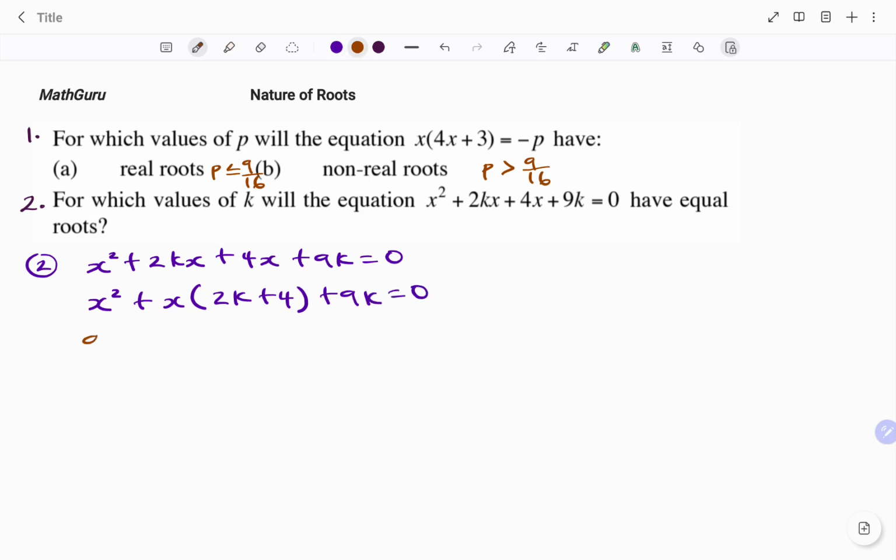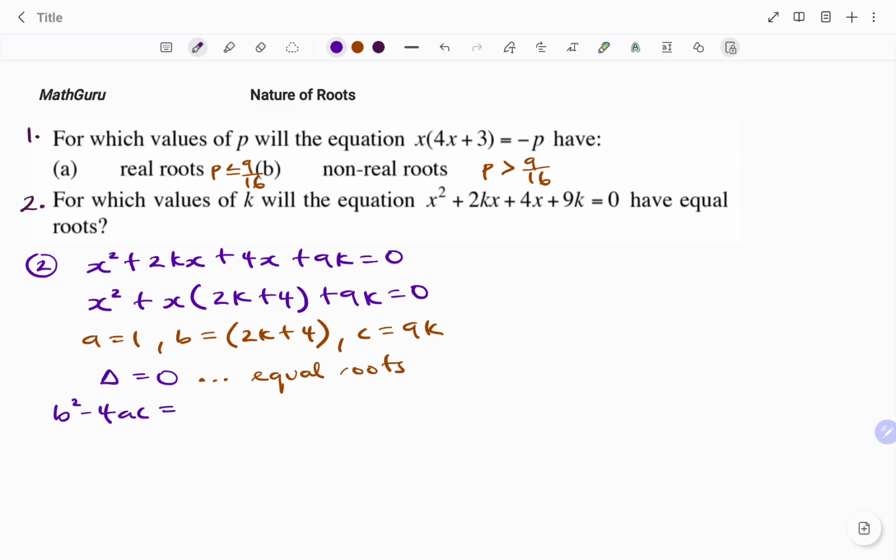This way, I'm able to find the coefficient of x squared, which is the value of a, that's 1. The coefficient of x, which is the value of b, will now be my 2k. It's an expression, so I put that in a bracket, 2k plus 4. And my constant term will be 9k. So the question says, for which values of k will the equation have equal roots? For me to have equal roots, I need my delta to be equal to 0. Therefore, substituting for delta, that's b squared minus 4ac equals 0.